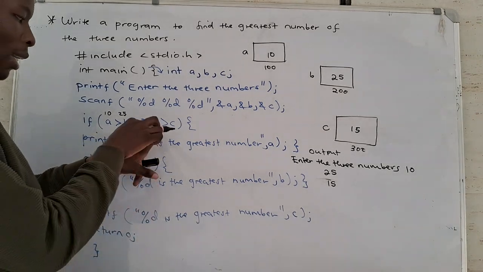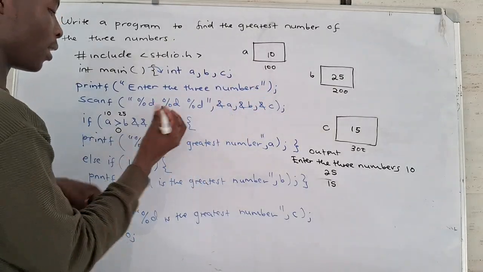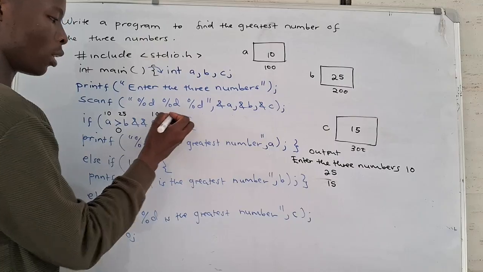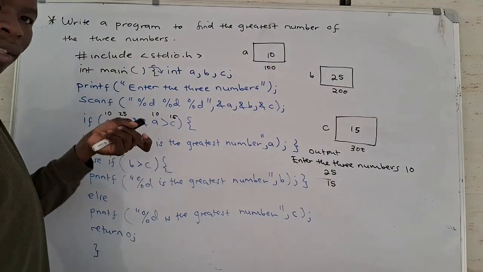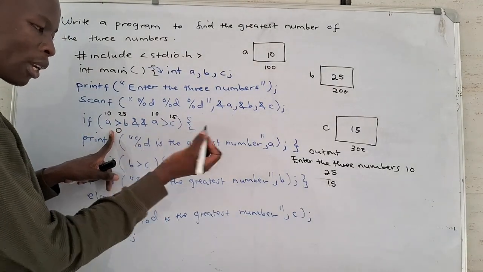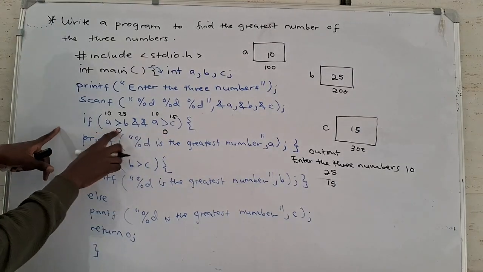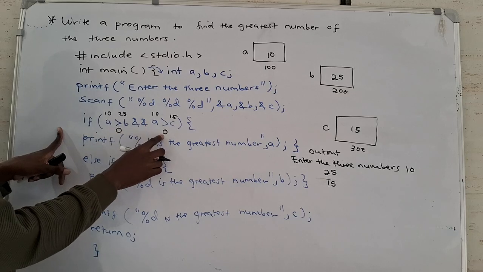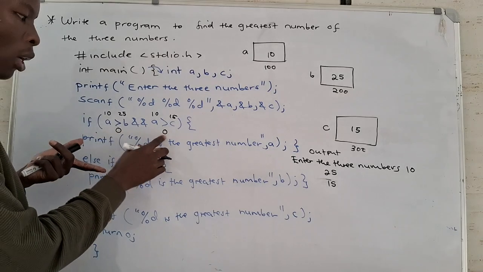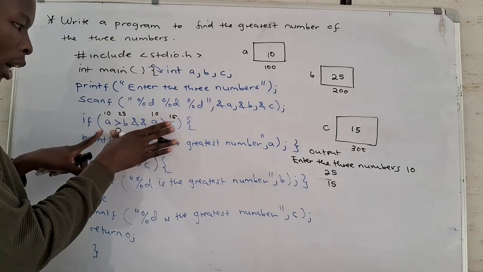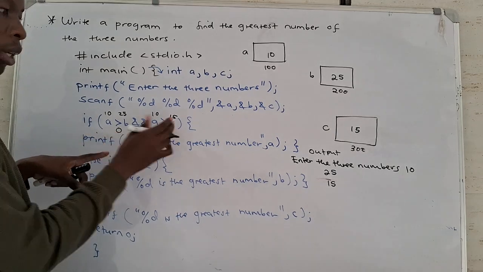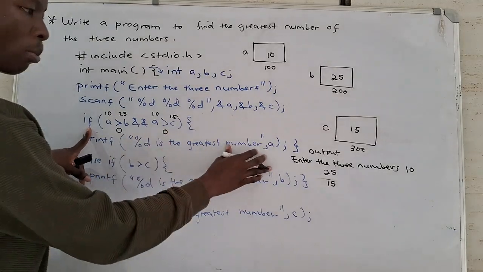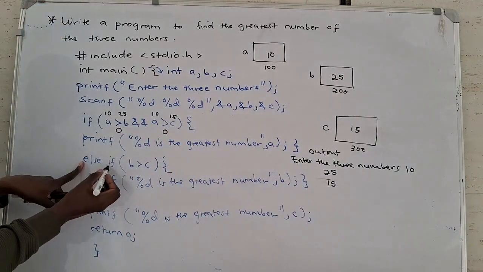See, again, what is A? A is 10. This 10 is greater than C. What is C? 15. 10 is greater than 15. This is false. The Boolean value which is going to be generated for false is 0. 0 and 0, this is the logical AND operator. 0 and 0 means 0, which is false. If the output now is 0, it's false. We are not going to enter into this if. This is not going to be executed.